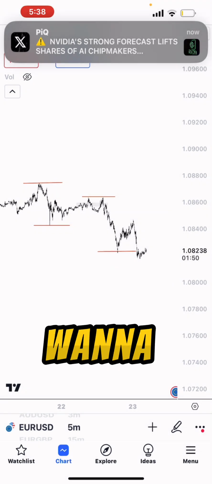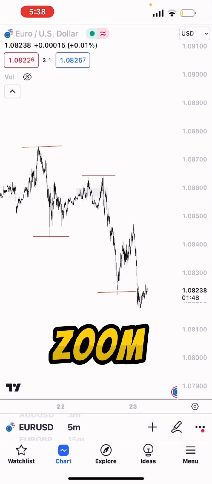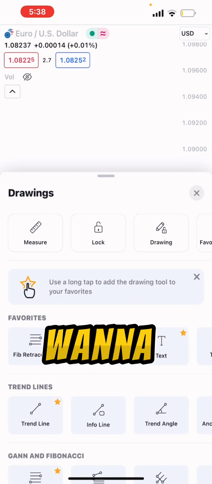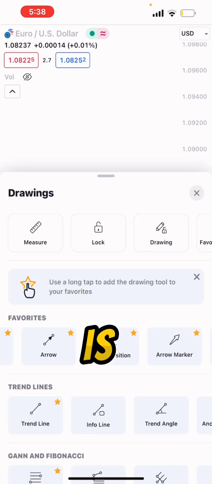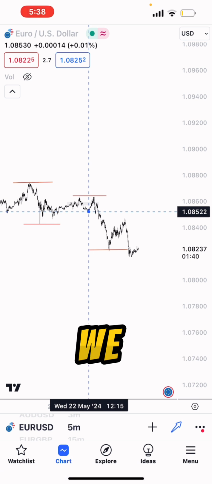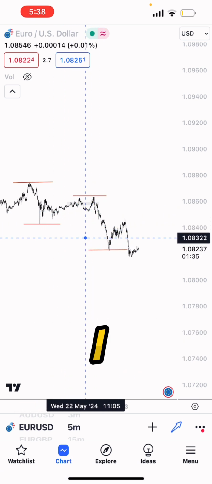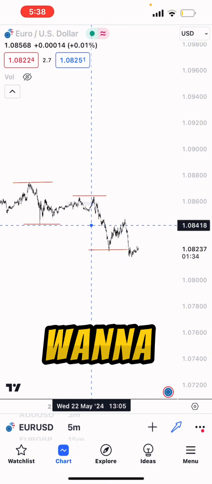So the first thing you're going to want to do, guys, is zoom out on your trading pair. This is the 5-minute, and the reason you want to zoom out is so you can see the significant trend. Because if we zoom in, we'll see all that price action that doesn't matter, especially because we're on a smaller time frame. So we want to zoom all the way out.